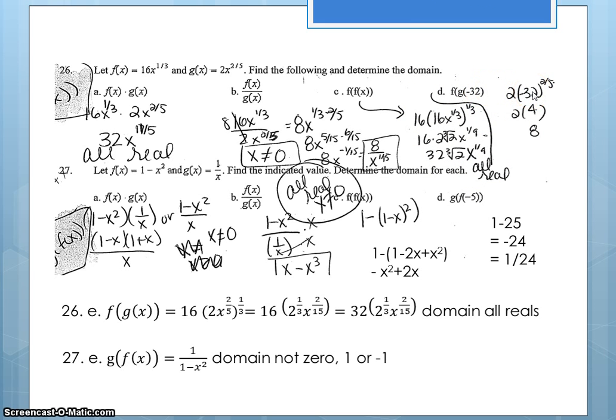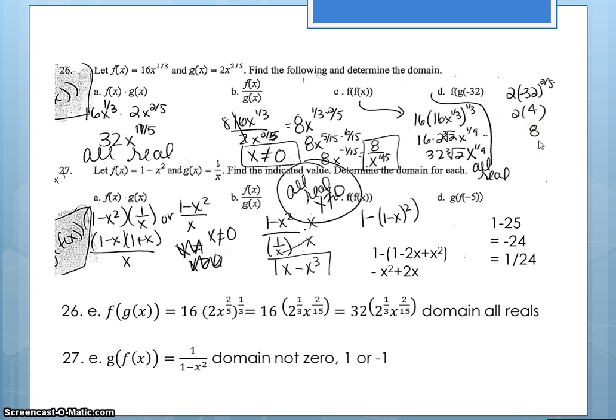Then this one you have to plug in negative 32 into g. So when you put it in here, negative 32, the fifth root of negative 32 is negative 2. Negative 2 squared is 4, so it's 2 times 4, or 8. And then this isn't done. Then you have to put 8 into this. The cubed root of 8 is 2, and then 2 times 16 is 32. So the answer for that one should be 32.